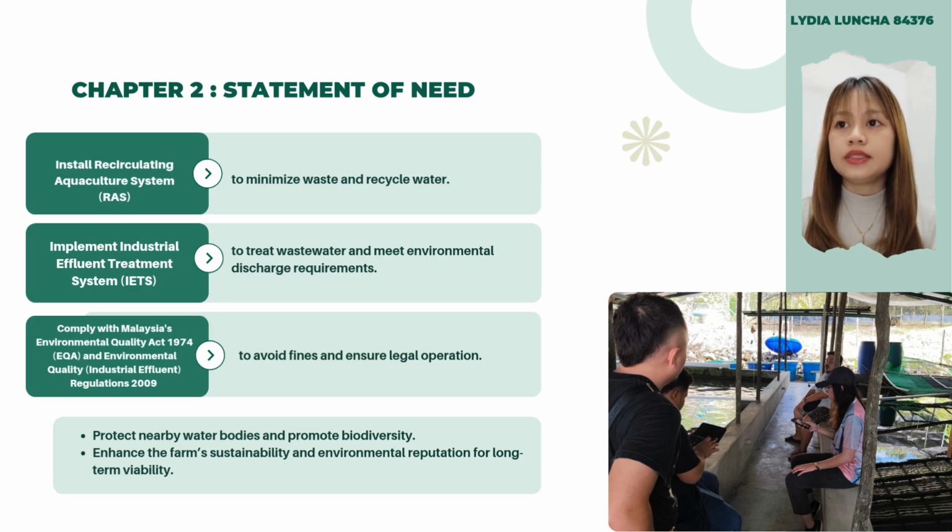The first one is to install a recirculating aquaculture system, RAS, to minimize and recycle water. Second, implement an industrial effluent treatment system, IETS, to treat wastewater and meet environmental discharge requirements. Third, comply with the Malaysia Environmental Quality Act 1974 and Environmental Quality Industrial Effluent Regulation 2009 to avoid fines and ensure legal operation. We also need to protect nearby water bodies and promote biodiversity. And lastly, enhance the farm's sustainability and environmental reputation for long-term viability.